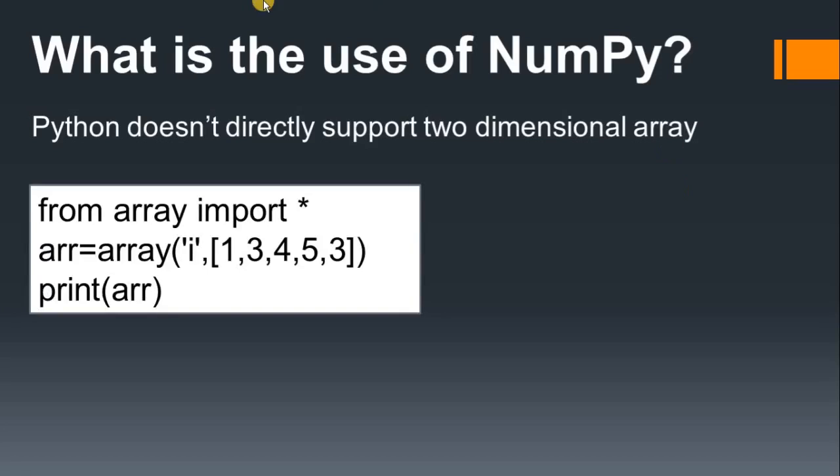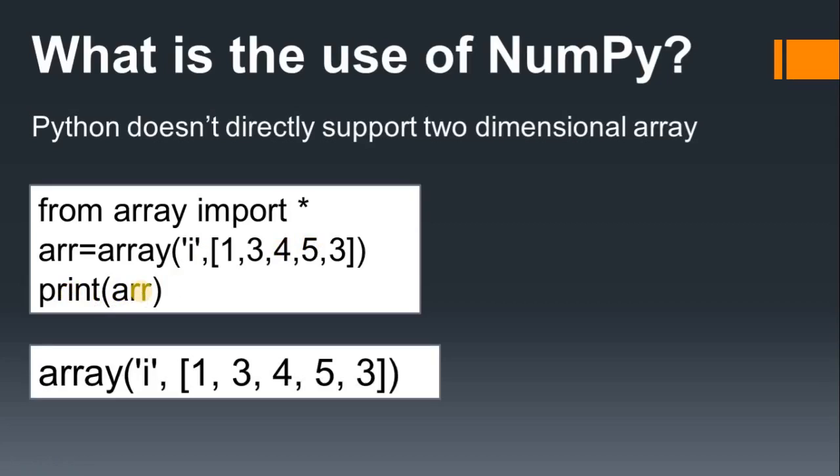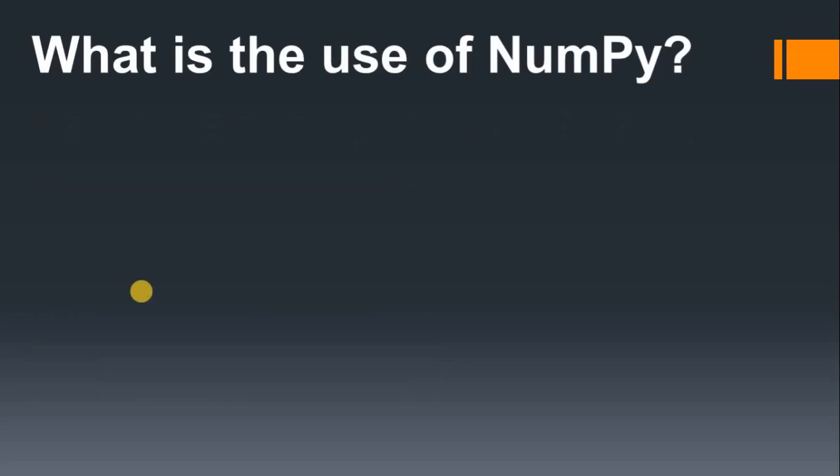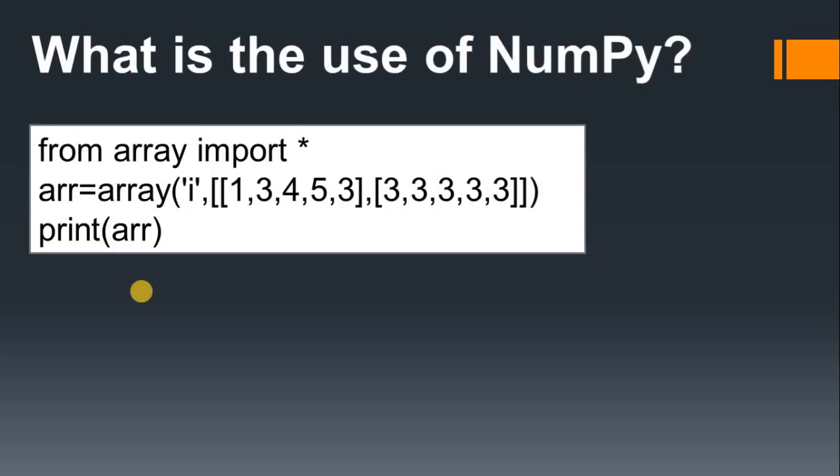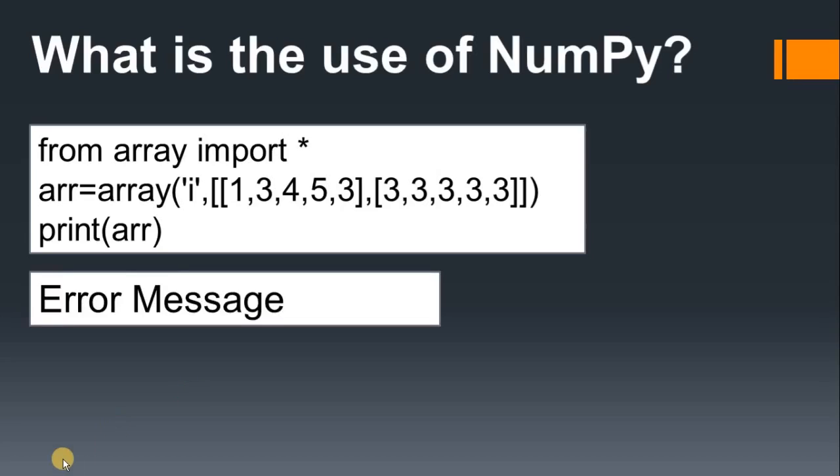Suppose you are writing code in the editor like from array import. You are importing the array module, and if you write this statement and print the array, then you get this output. Means you get all the elements from your array like 1, 3, 4, 5, 3, whatever it is. That is a one dimensional integer array. But if you change your statement and use a two-dimensional array, then what happens in that case? You get the error message. So that's the reason we have to use NumPy.